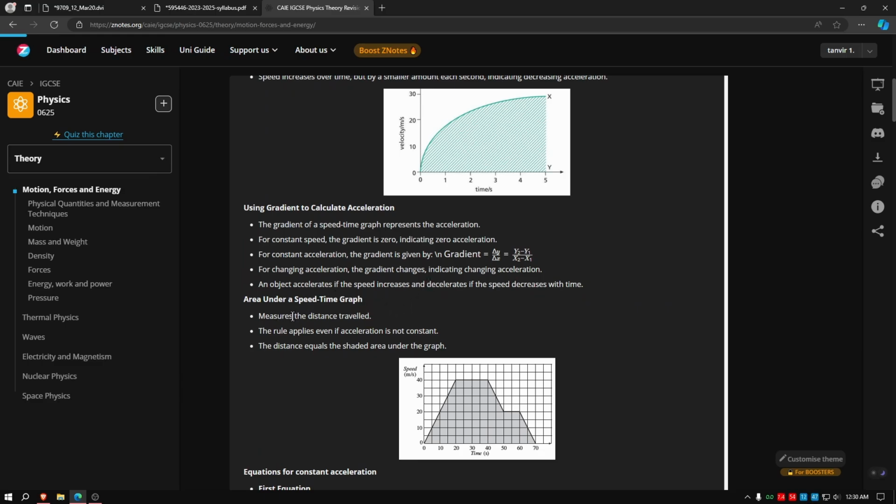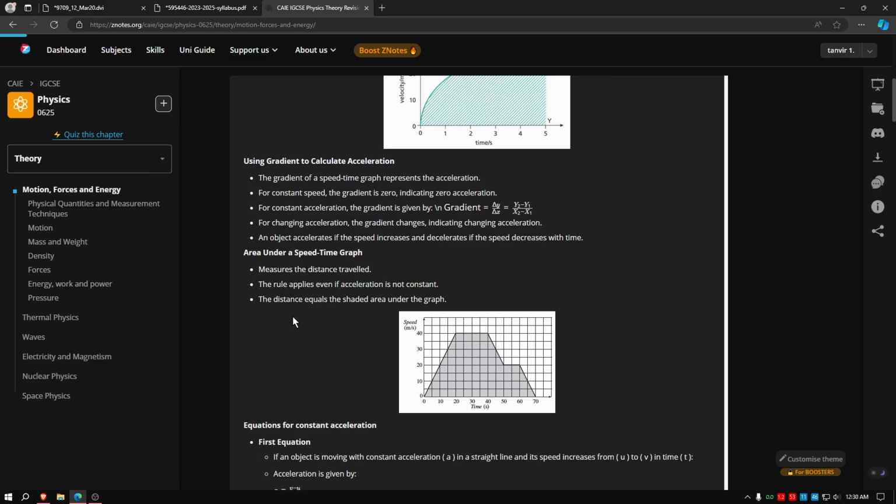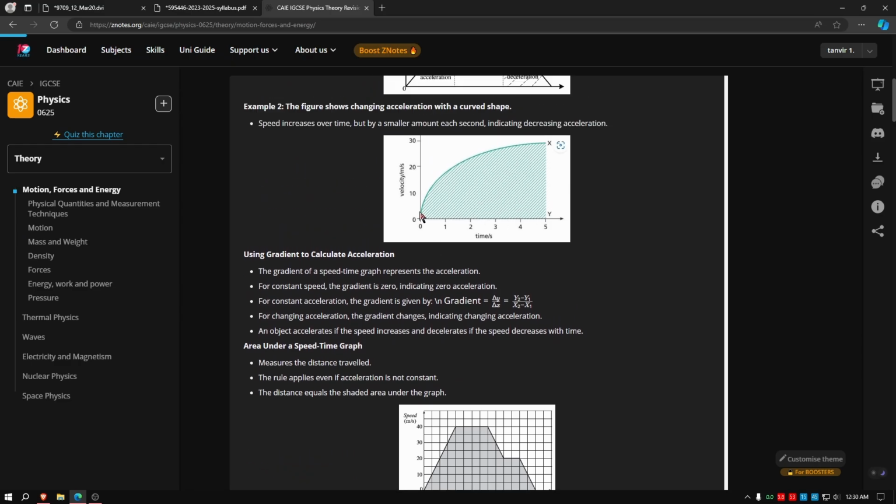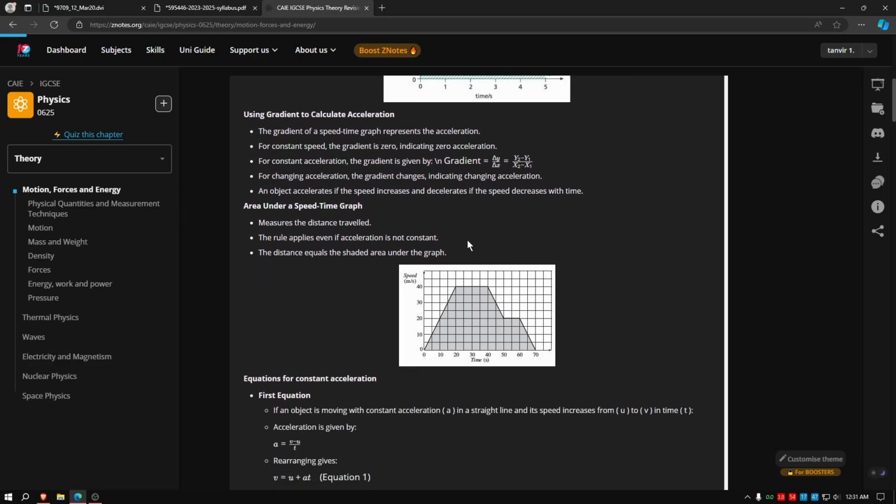Area under a speed time graph. So now we have to understand what the area gives us. So the area under the speed time graph gives us the distance, it measures the distance traveled. The rule applies even if acceleration is non-constant. What do they mean? So basically, even if the line is curved like this, right, the area under here will be the distance, or the shaded area under the graph. This is the shaded area.